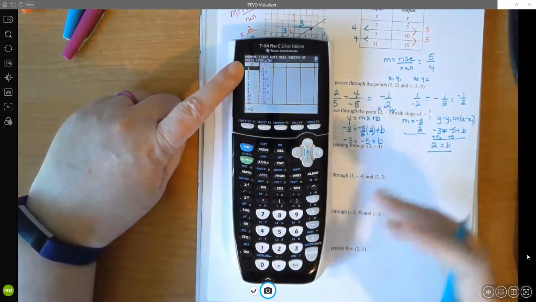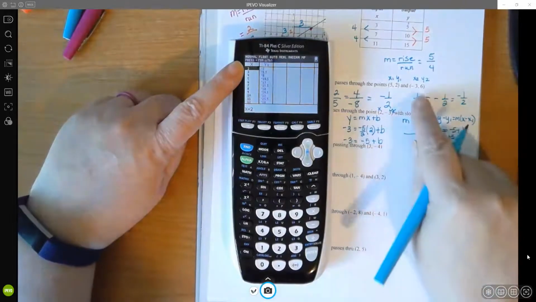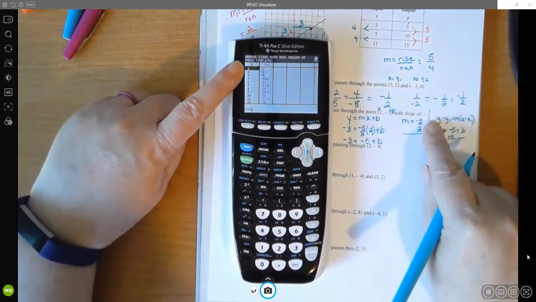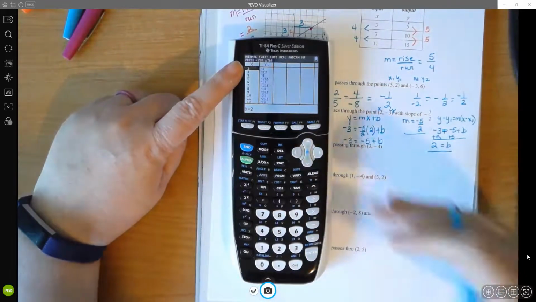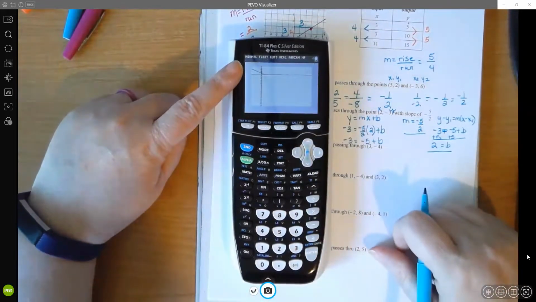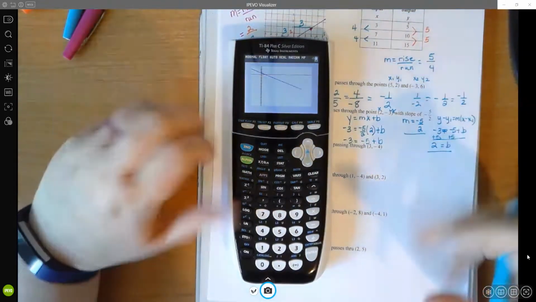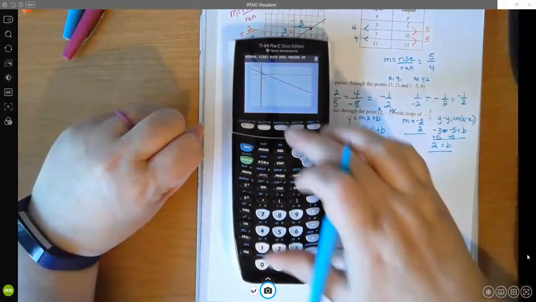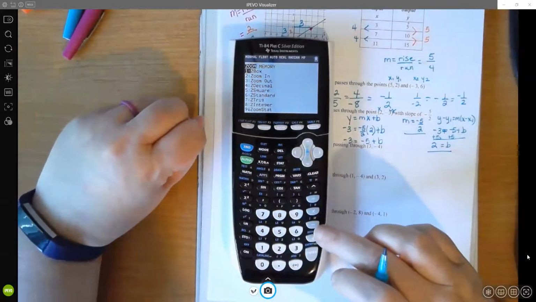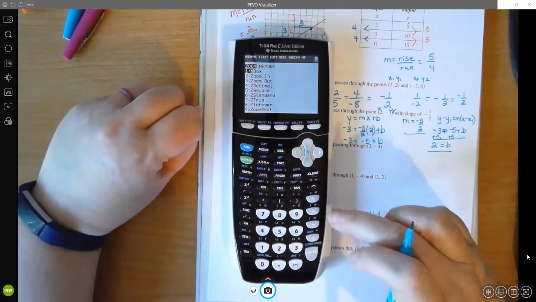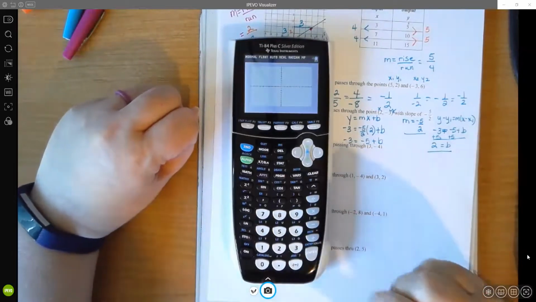Now, I can't really check the slope of it, but I do notice that my slope is negative. So that means it should slant downhill. So if I hit graph, my graph should slant downhill. Now I've got my window all set for a different thing. So I'm going to hit zoom and then 6.